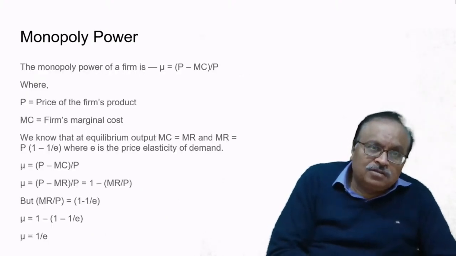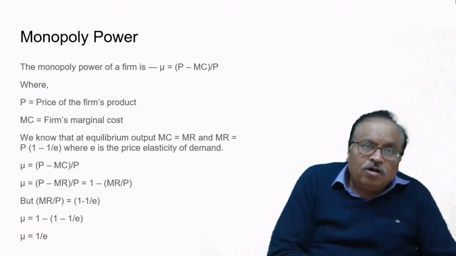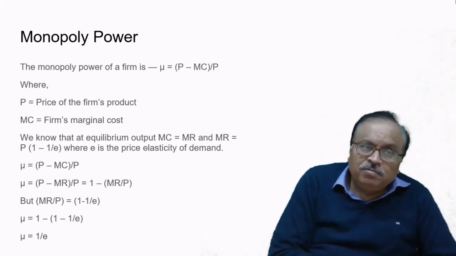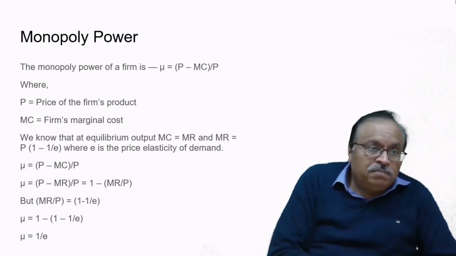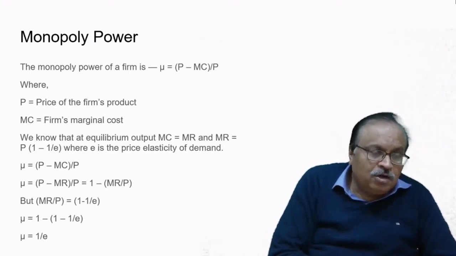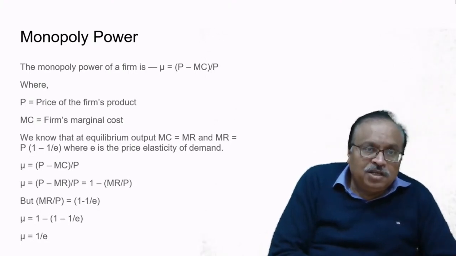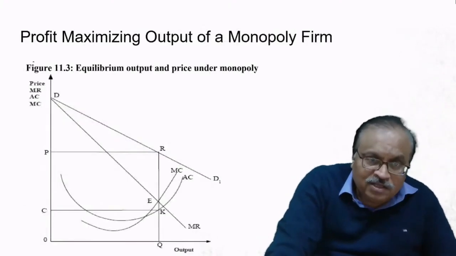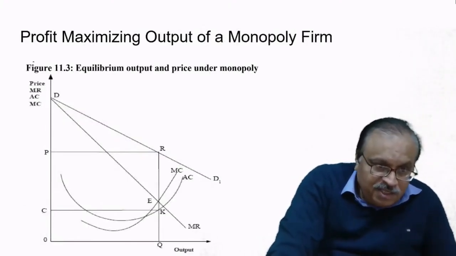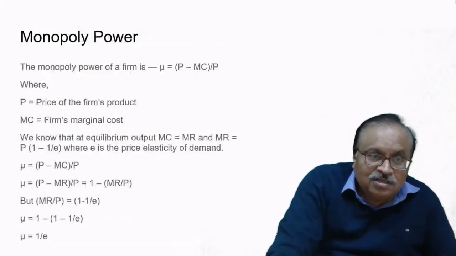The monopoly power of a firm is given as mu, which is equal to P minus MC divided by P, where P is the price of the firm's product and MC is the firm's marginal cost. We know that at equilibrium output, MC is equal to MR. You can look at this also. MC is equal to MR. So that is the point E where they cut each other.